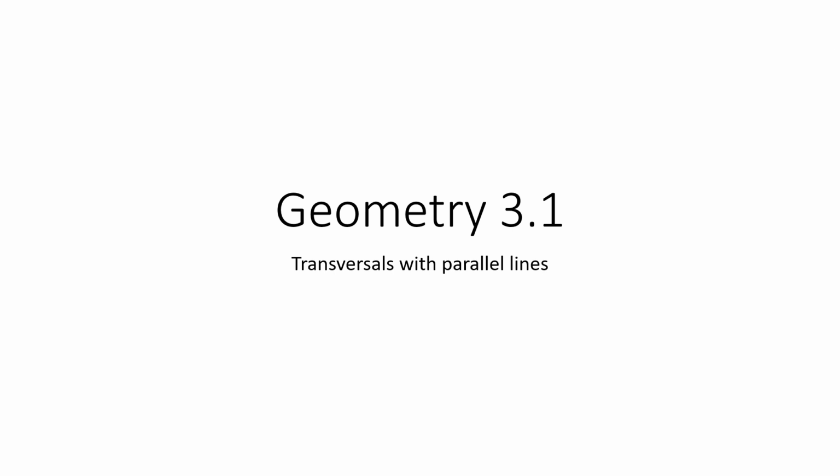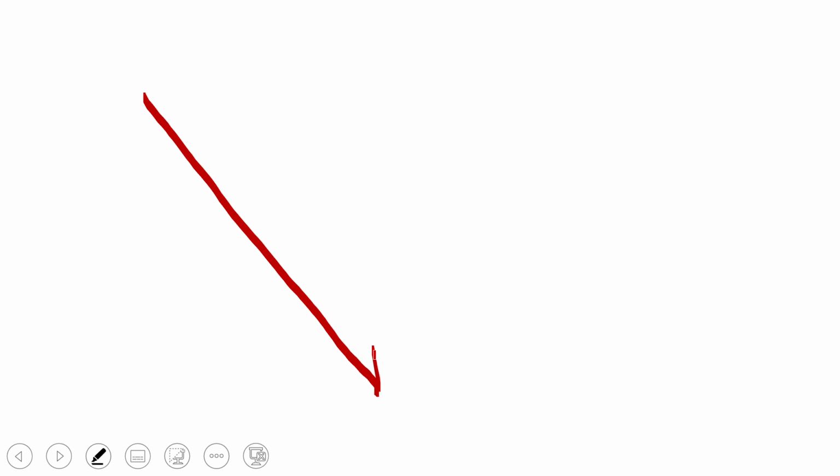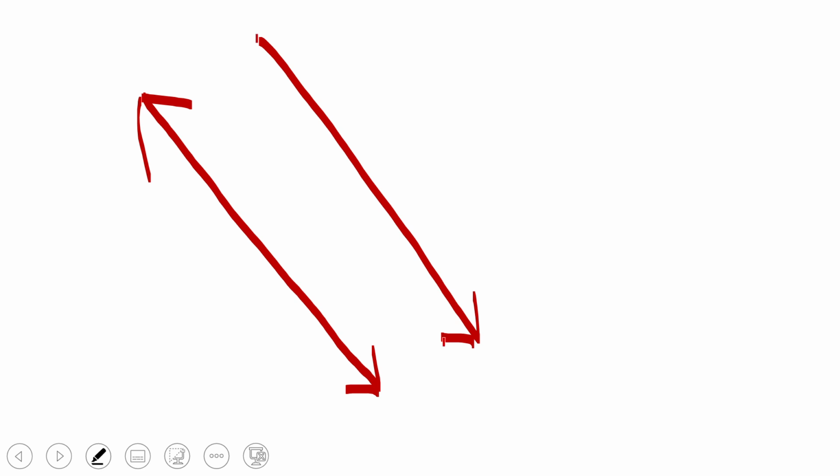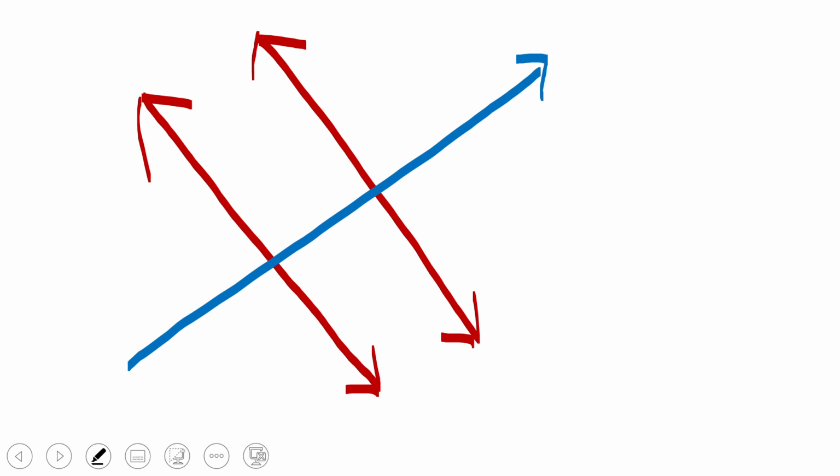Hello class, I'm working out of your geometry book 3.1, Transversals with Parallel Lines. We're going to look at the angles a transversal creates. So in a transversal, we have two parallel lines, and the transversal is the line that intersects both parallel lines.